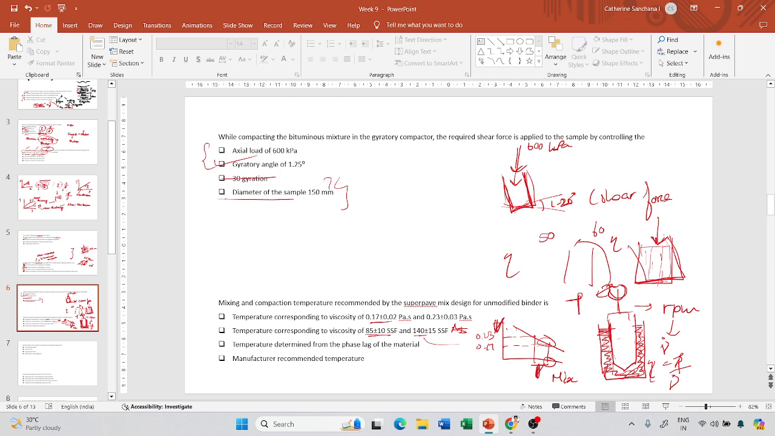Now there are other methods which came later, okay? One easy way of doing it is asking the manufacturer, because as sir said, finding out the mixing and compaction temperature is not easy, and more complicated in the case of a polymer modified bitumen. So if it is a polymer modified bitumen, you can even ask the manufacturer what the mixing and compaction temperature should be. For modified bitumen, though, there are many ways of finding it, okay?